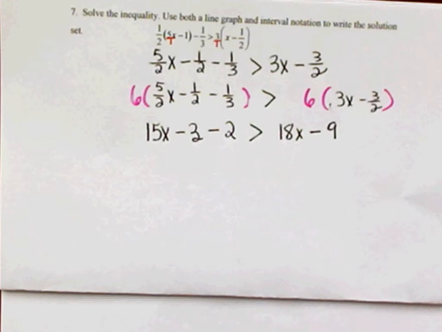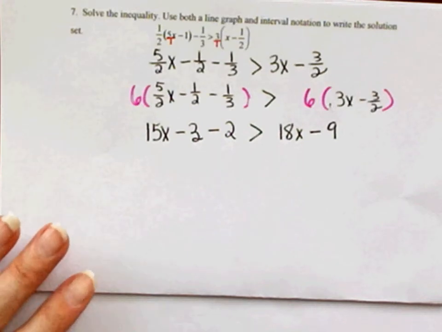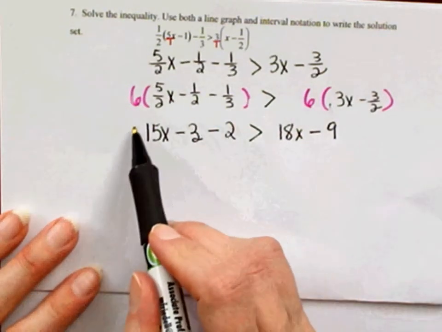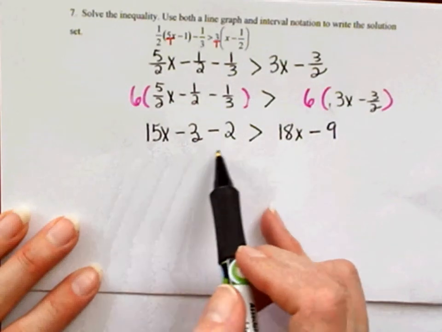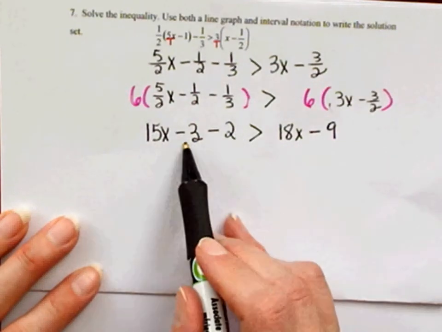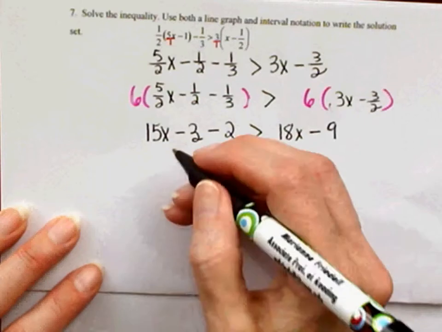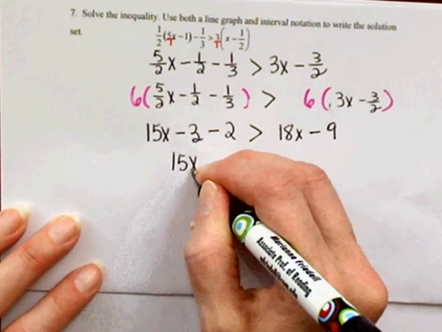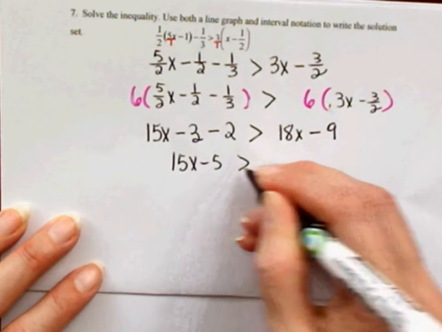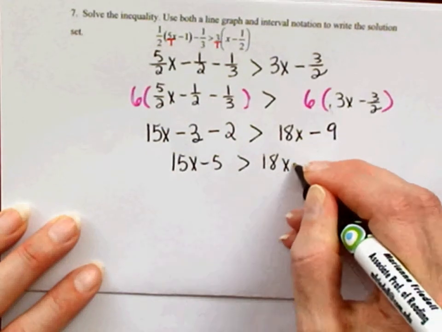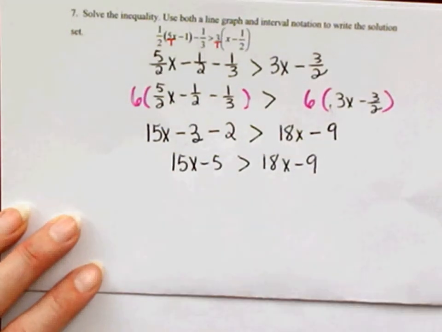Alright, so let's look on each side of the inequality and see if we can combine like terms. So I'm looking at this side. Do we have any like terms? Sure we do. A negative 3 combined with a negative 2 is a negative 5. Rewriting the other information, bringing me to this step.